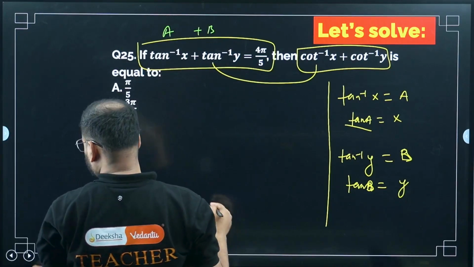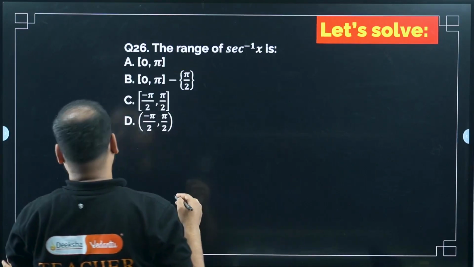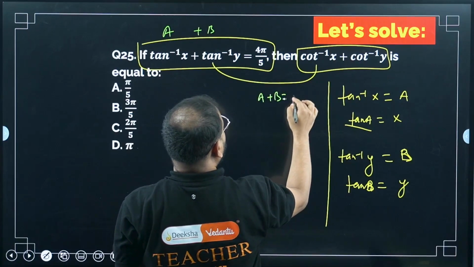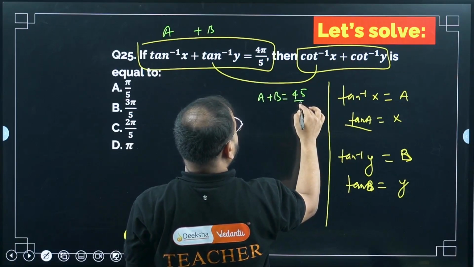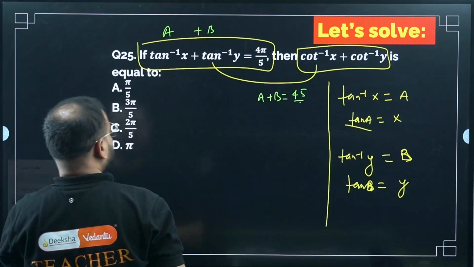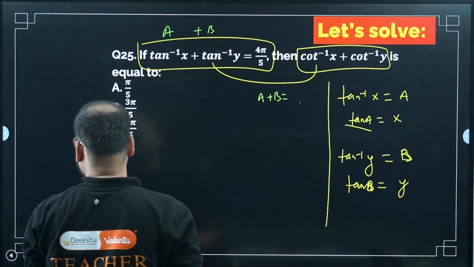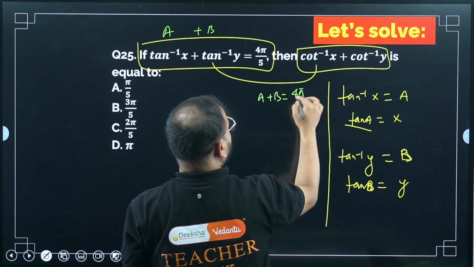If you want to write this, you can write it here only, we have this much space only. So A plus B is given as 4 pi by 5, not 45, 4 pi by 5. Forgive me. Yes, 4 pi by 5. This is my given condition.